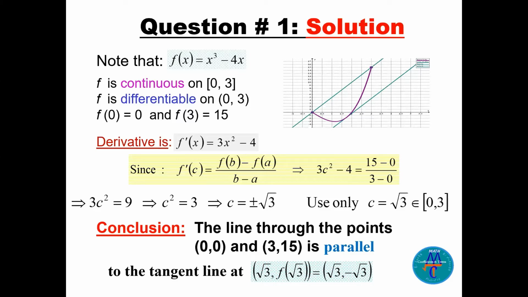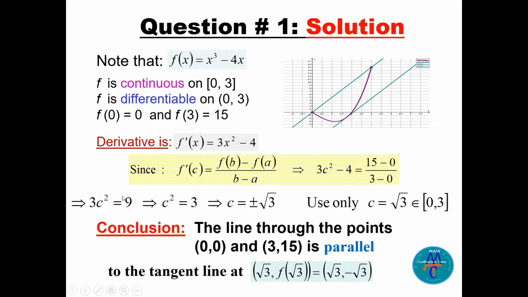F of 0 is equal to 0, replace 0 in the function. F of 3, replace 3 in the function, we will get 15. So let's find the derivative. F prime of x will be 3x squared minus 4. And the mean value theorem says f prime of c is equal to f of b minus f of a divided by b minus a. So f prime at c, 3c squared minus 4, is equal to 15 minus 0. This is the difference in the y values. And b minus a will be 3 minus 0.